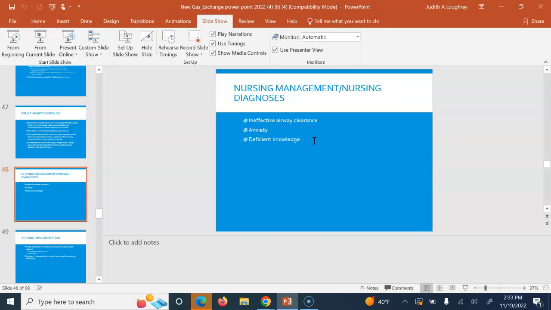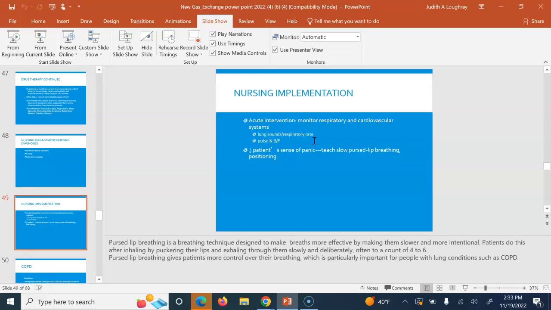Some nursing diagnoses for people with asthma are ineffective airway clearance, anxiety, and deficient knowledge. The main priority is to get them to breathe and to decrease their anxiety. After we've got them breathing, we want to educate them on what they need to do to prevent an exacerbation and what to do when an exacerbation or attack occurs.